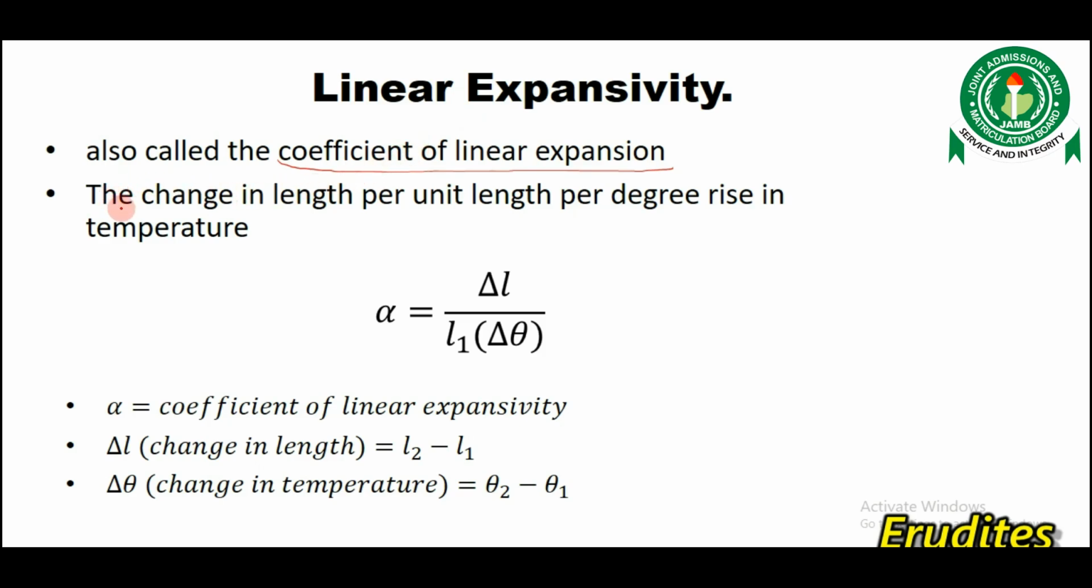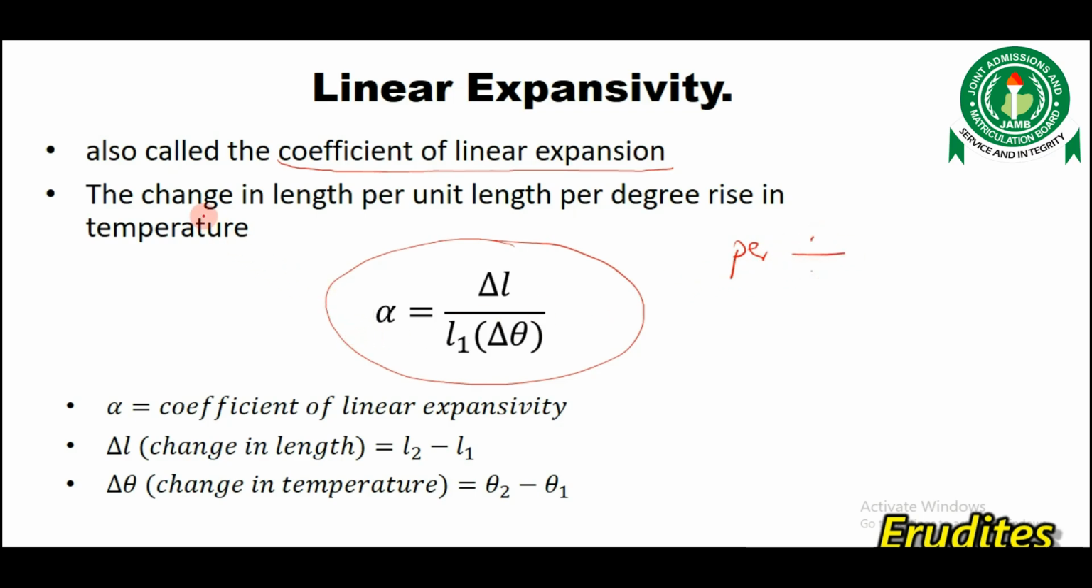Linear expansivity can be defined as the change in length per unit length per degree rise in temperature. So this is a mathematical representation of the definition. Linear expansivity, which is represented by alpha, is equal to change in length, delta L, per unit length per degree rise in temperature. Per means over, divided.